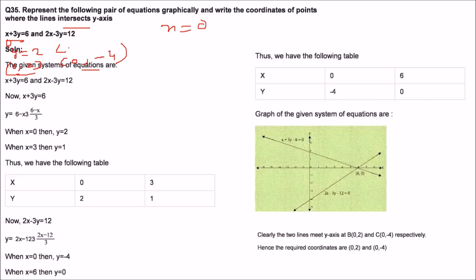But let us draw the line first. y equal to (6 minus x) by 3 and y equal to (2x minus 12) by 3. Draw the lines. When you draw the lines, these are the points where they are going to intersect the y-axis. That is x equal to 0, that is y equal to, in the first case it will be (0, 2), and in the second case it will be (0, minus 4).